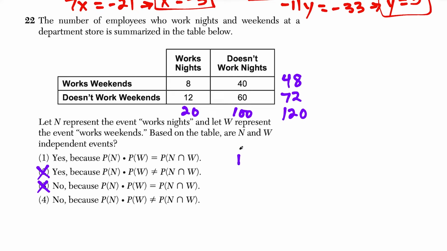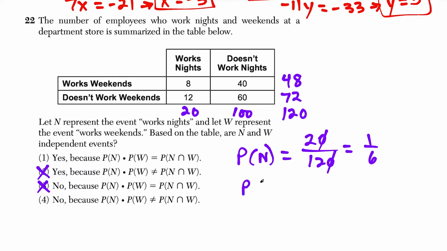So now let's think, what is the probability of n? So we were told that n represents works nights. So if we look at the probability that someone will work nights, that's 20 people that work nights out of a total of 120 people. And this fraction reduces to 1 over 6. I could just cross off the common zeros here, and I could divide the top and bottom by 2.